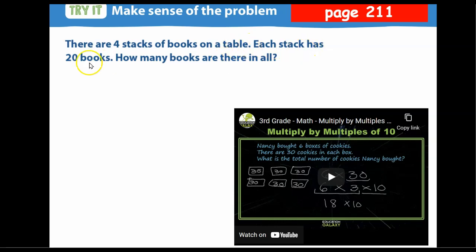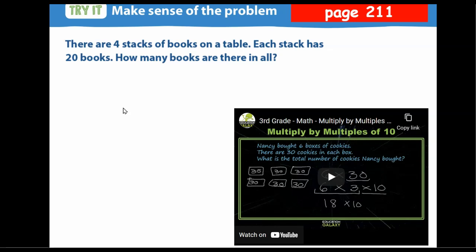Each stack has 20 books. How many books are there in all? Okay, what could I do? What are some strategies that we could use? Groups, okay. I could put 4 circles with 20 each, right? Okay, I could do that.